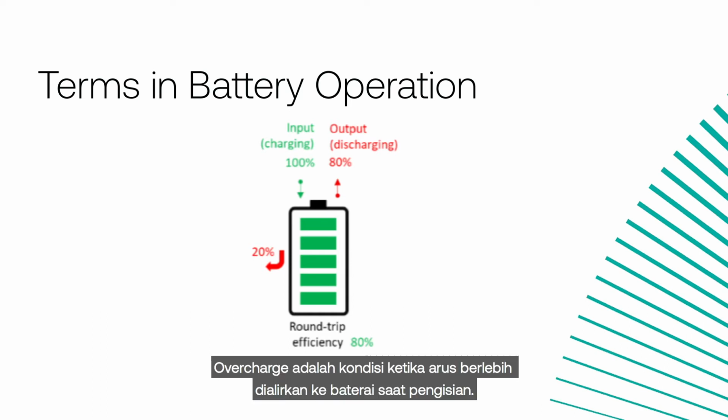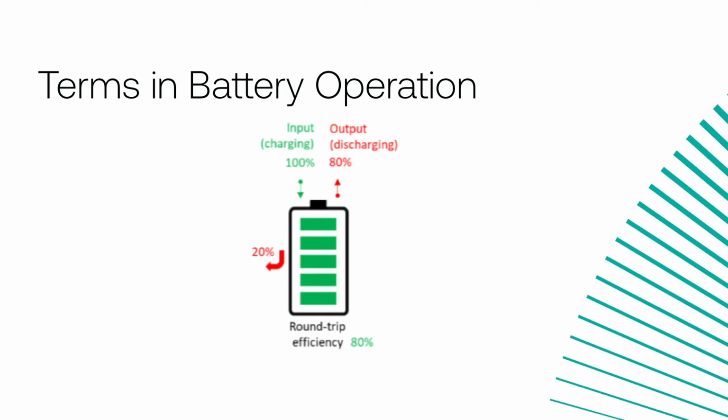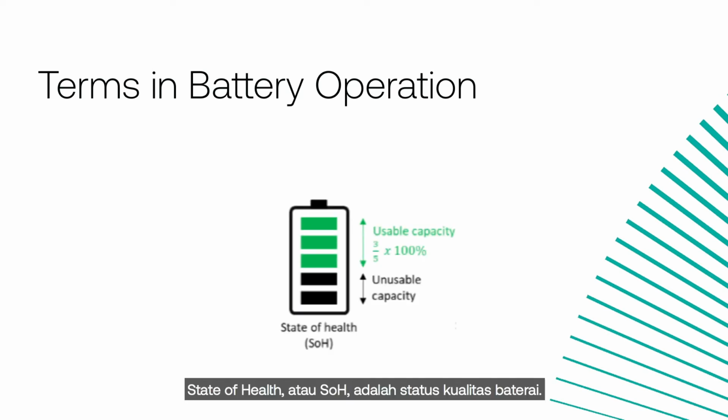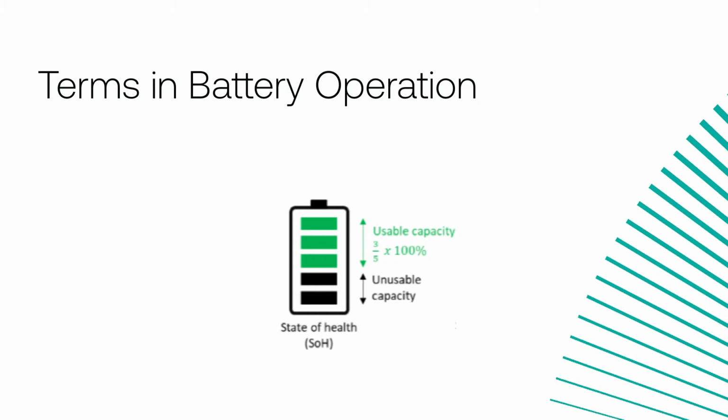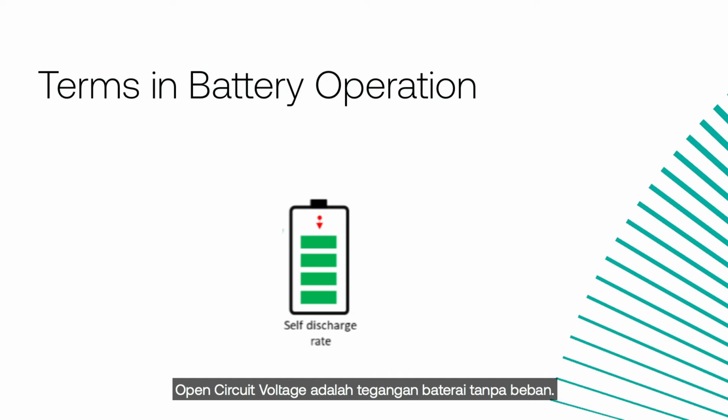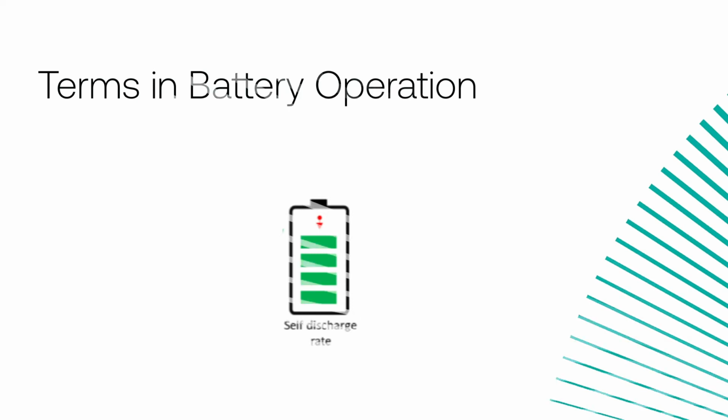Overcharge is a condition when excess current is applied to the battery at the end of charging. Cycle is one charge and discharge. State of health, or SOH, is a status of battery quality. Self-discharge rate is the decreased rate of battery capacity without being connected to load or due to internal chemical reaction. Open circuit voltage is battery voltage without load.